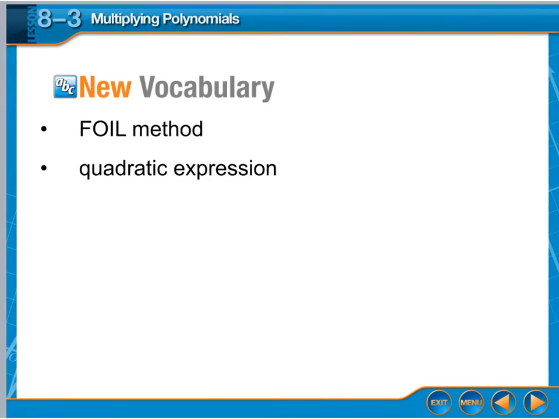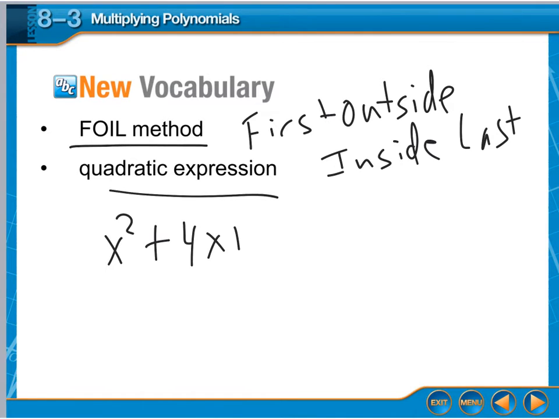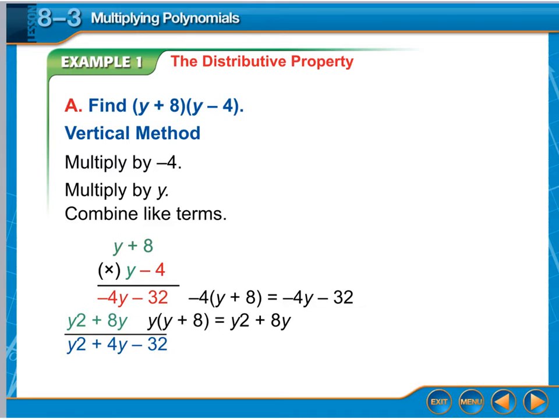All right, I think they start off with the vertical method here, so I'm going to show you that. But the FOIL method stands for first, outside, inside, last. And we'll get into what those words are talking about in a little bit. And a quadratic expression is anything that is squared. So this would be a quadratic expression. It's a quadratic.